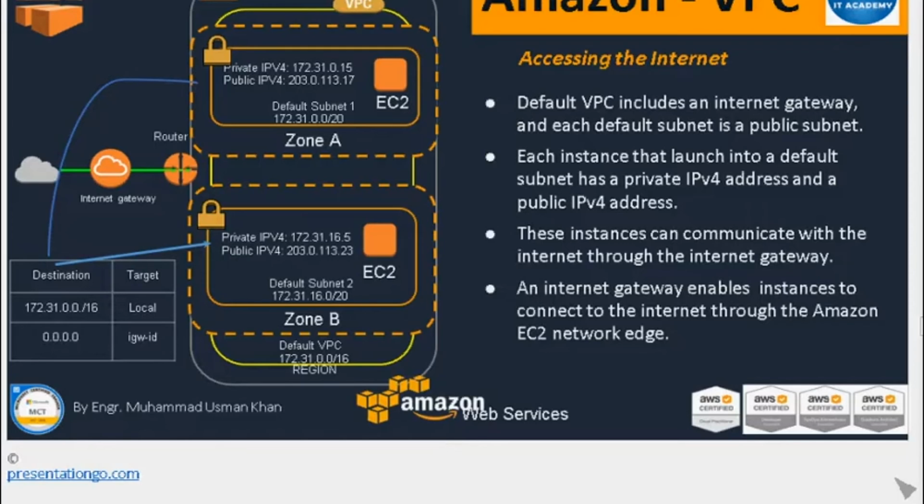The default VPC includes an internet gateway, and each default subnet is a public subnet. These are actually the default subnet type. Whenever you open an AWS account, AWS will give you a free created VPC, so you don't need to create any additional VPC. So these instances can communicate with the internet through the internet gateway. Whenever you create an EC2 instance in zone A or zone B, you can easily connect to the internet using this route table.